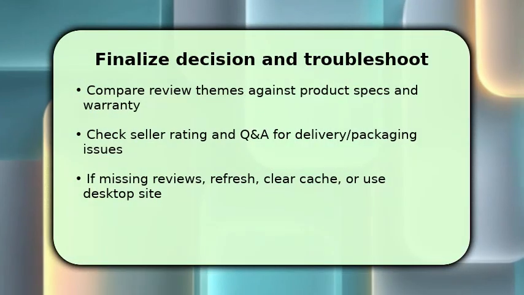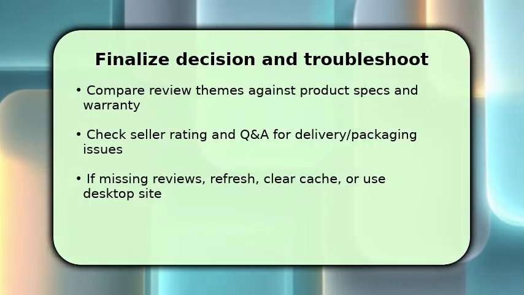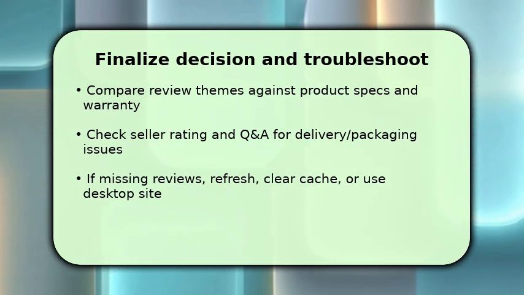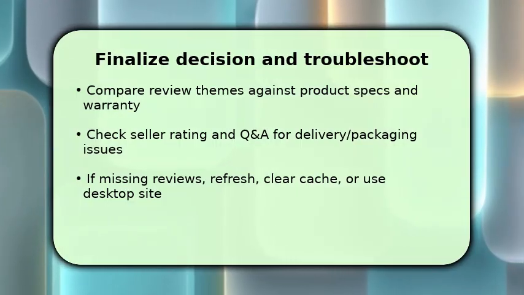You finish by weighing review themes against the product specs, warranty, and your essential requirements. This is how you decide to buy or skip. Once done, cross-check the seller rating and look for delivery or packaging details that reviews might omit.